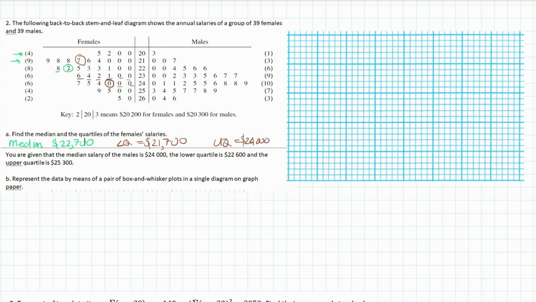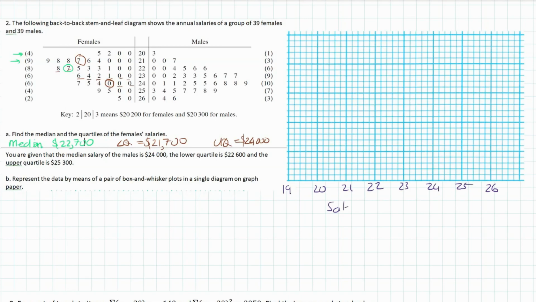Okay. Now we're going to represent this in a box and whisker graph. So what we'll do, along the bottom, we will have our money. So 19,000, 20,000, 21,000, 22,000, 23,000, 24,000, 25,000. What do we go up to? Oh, perfect, 26,000. Okay.